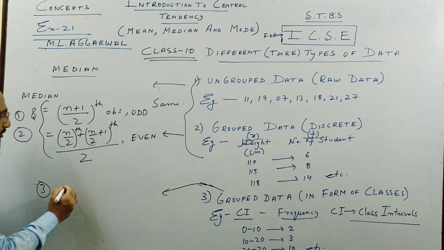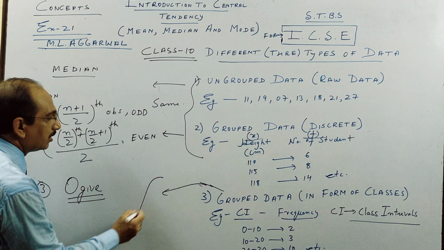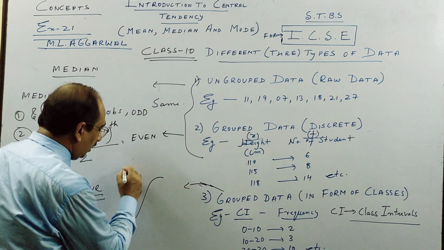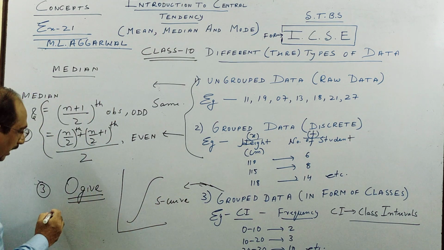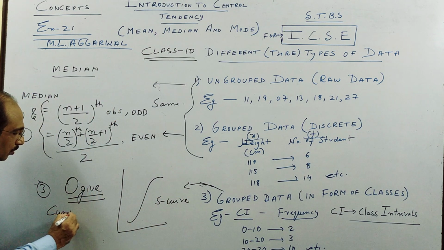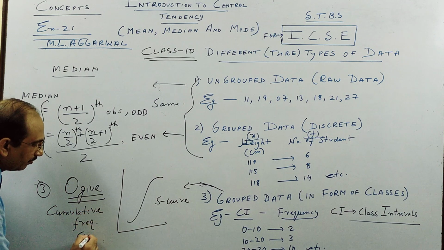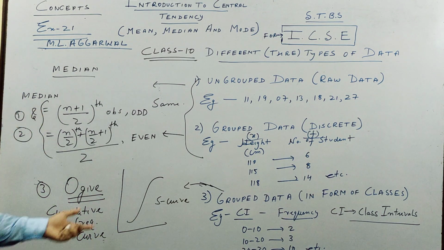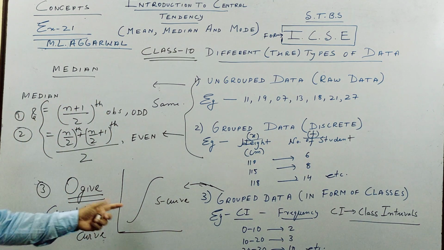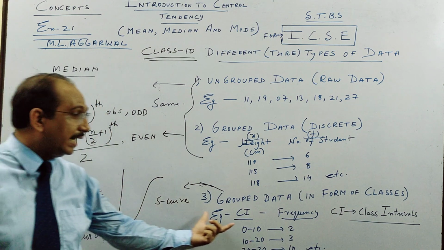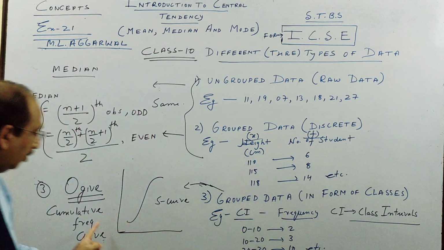For the third one, what we have, children, is called ogive. We draw an S curve. This is called an S curve in a graph. Okay, this is called ogive, or this is also called the cumulative frequency curve. So we will see how to draw this cumulative frequency curve on a graph. We get the ogive and we get the median from grouped data, which is in the form of classes.